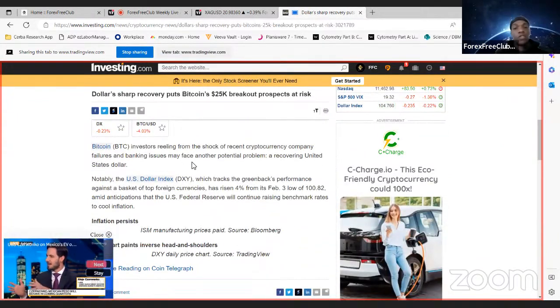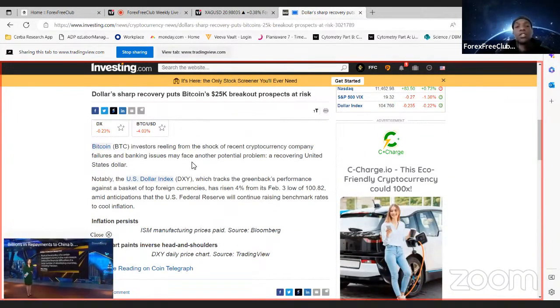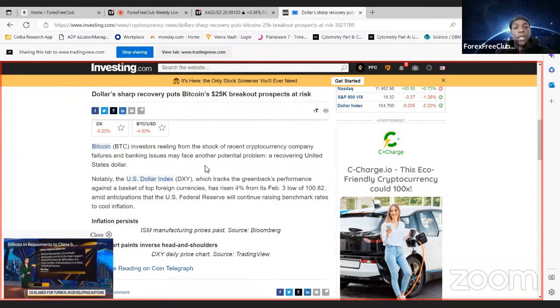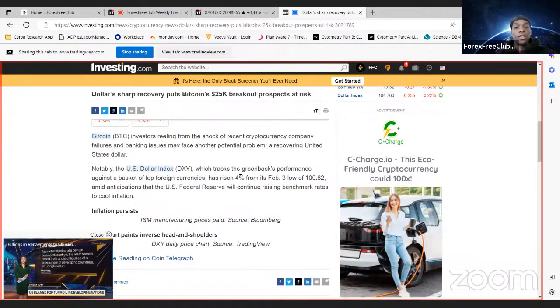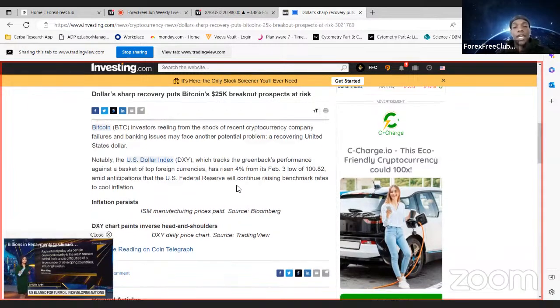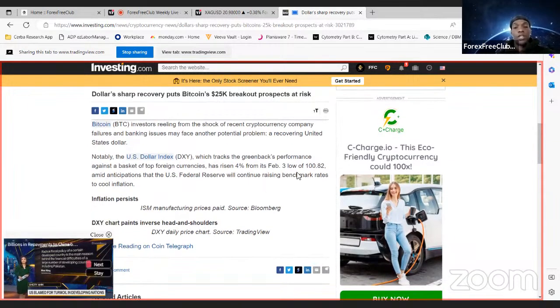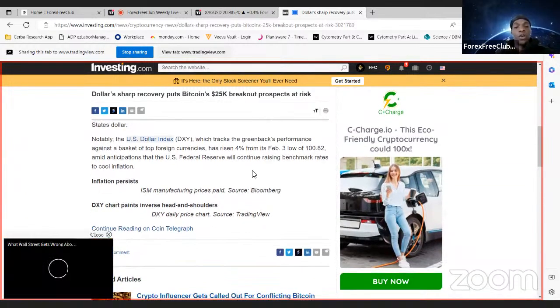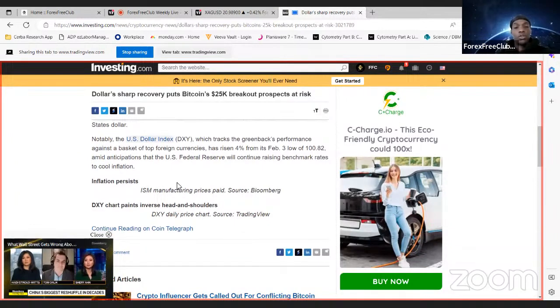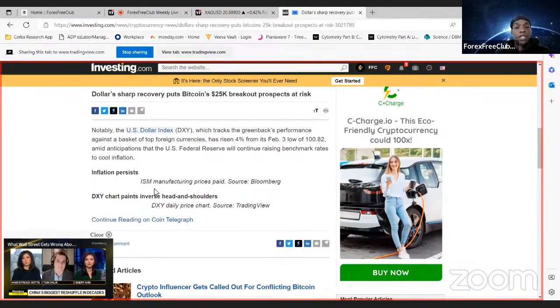Bitcoin investors reeling from the shock of recent cryptocurrency company failures and banking issues may face another potential problem, a recovering United States dollar. Notably, the US dollar index, which tracks the greenback's performance against a basket of top foreign currencies, has risen 4% from its February 3rd low of 100.82 amid anticipations that the US Federal Reserve will continue raising benchmark rates to cool inflation. Inflation persists. ISM manufacturing prices paid.